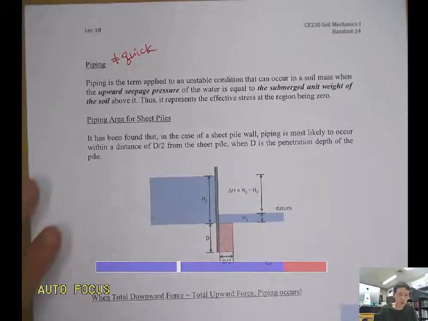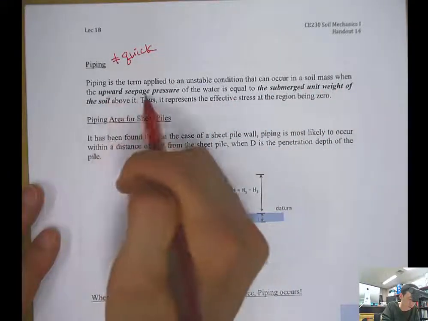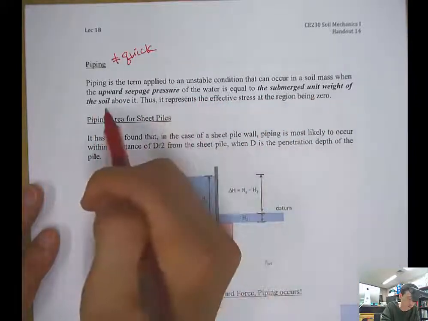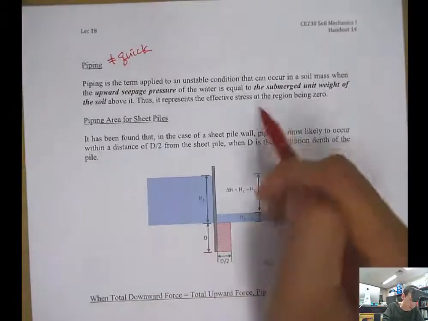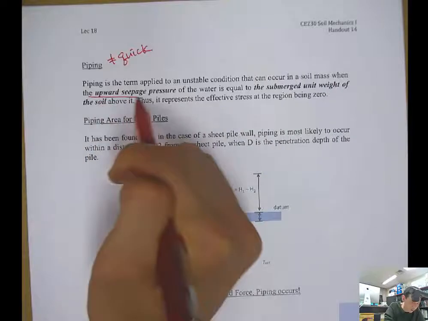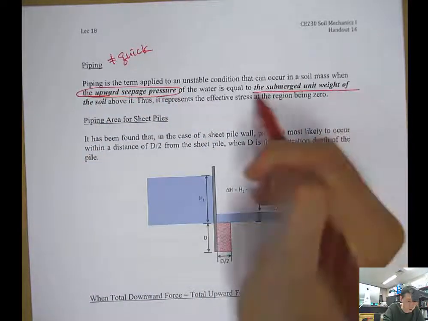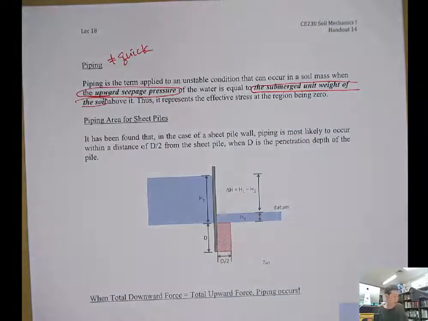So then piping is the term applied to an unstable condition that occurs in a soil mass when the upward seepage pressure of the water is equal to the submerged unit weight of the soil above it. Therefore, it represents the effective stress at the region being zero. So here, upward seepage pressure becomes the same as the submerged unit weight of the soil above it.